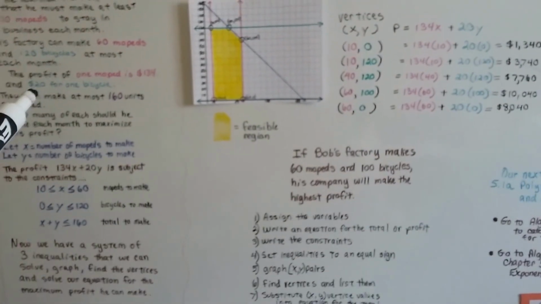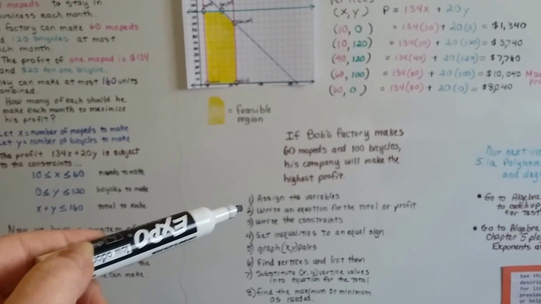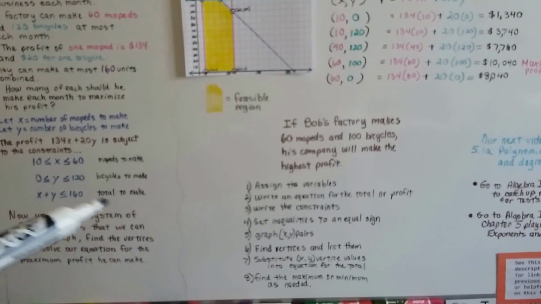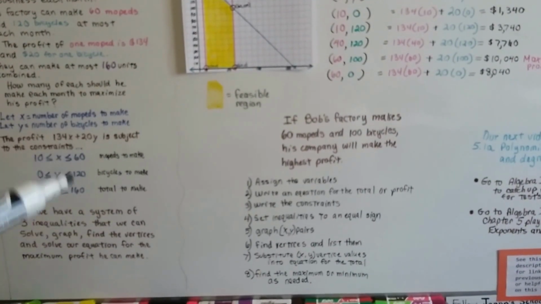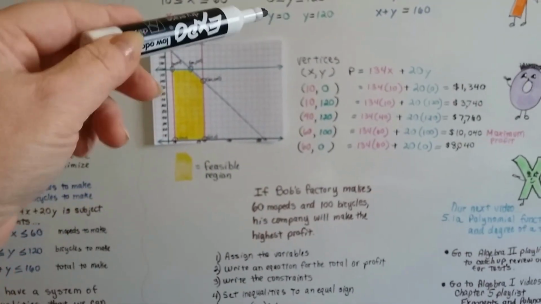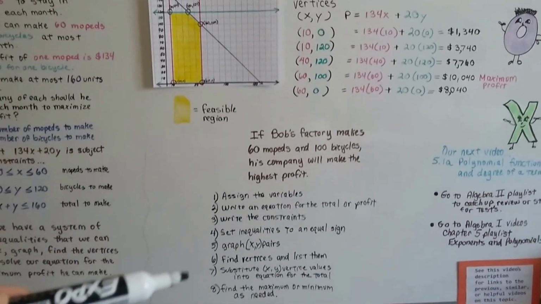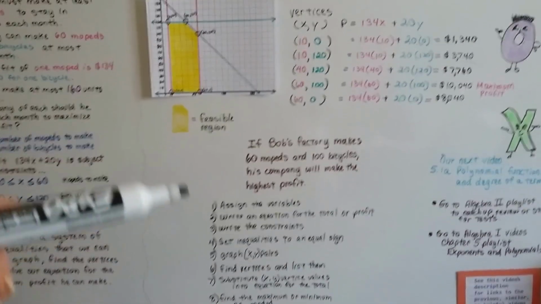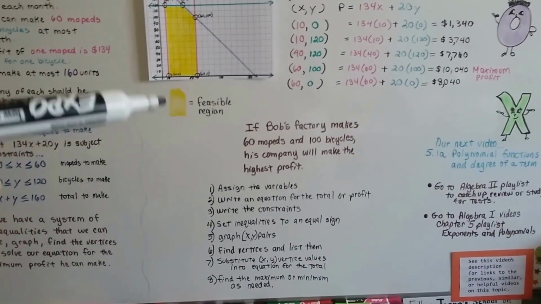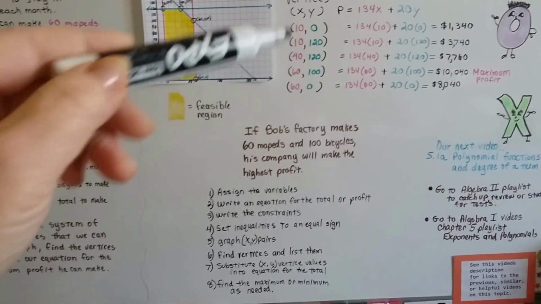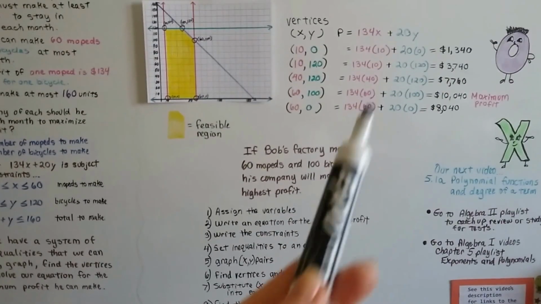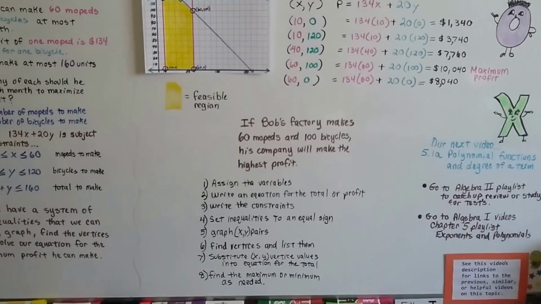We assigned the variables. Then we wrote an equation for the total or the profit, the 134x plus 20y. We wrote our constraints that were binding us to a certain limit. We set our inequalities to an equal sign. See? We graphed the x and y pairs. We graphed these on here. We found the vertices, and we listed them. And then we substituted x and y vertex values into the equation here to find out the maximum profit, the total.